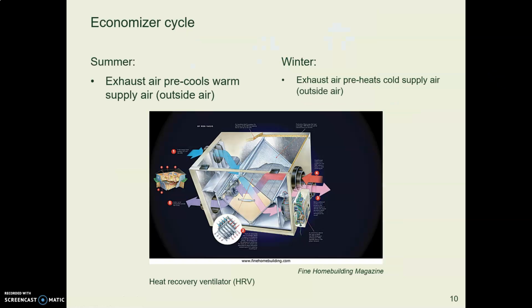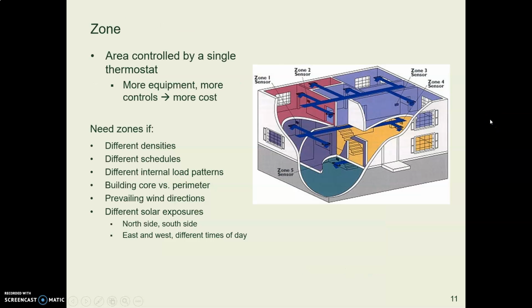Commercial buildings often have an economizer cycle where they preheat outside air or pre-cool outside air using heat exchangers before the air flows through the main system. In a building, these heating and cooling and ventilating systems are controlled by thermostats, and each thermostat controls an area called a zone. Part of the challenge of designing an HVAC system for a building is getting these zones balanced.